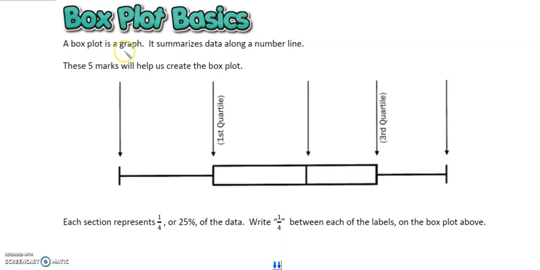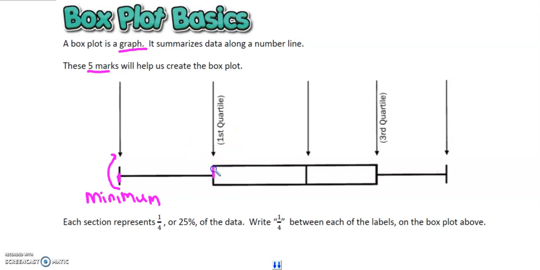So to start, a box plot is going to be a graph, and it's going to summarize data along a number line. So every time you're going to need to make a number line, just like when you made a dot plot. Then you're going to have 5 marks that will help us create the box. The first mark that will make the box is called the minimum. And if you want, you can write that along the side, going up and down. I just have a hard time writing sideways.